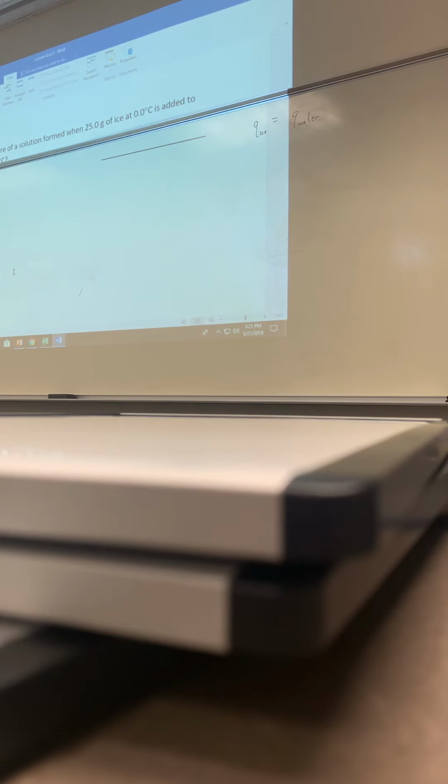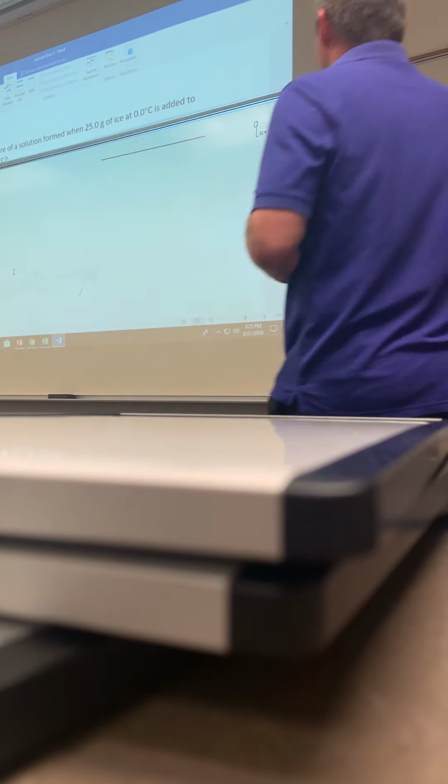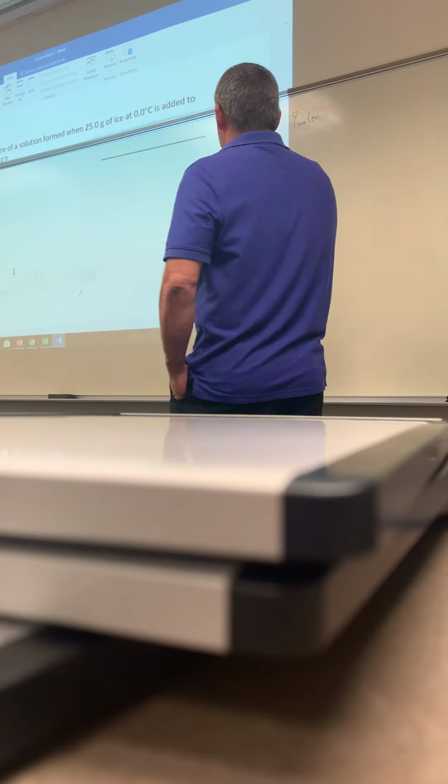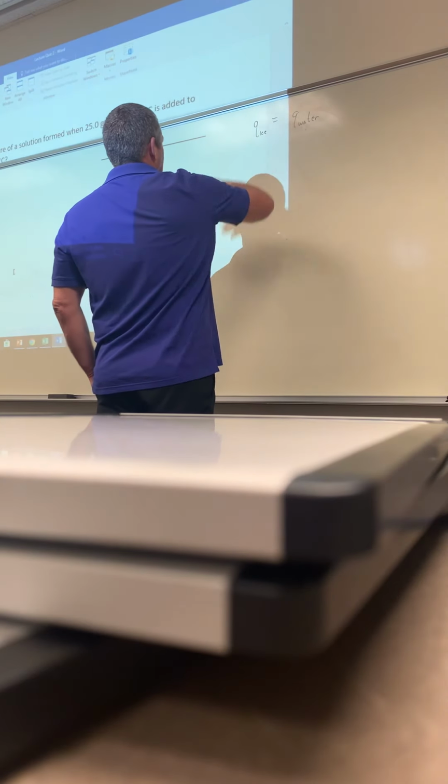I'm just waiting to get a consensus. The ice will melt, therefore the ice, the left side, is positive. It's taking energy in, right? The water side is losing energy, right? So it's negative. And these have to be equal and opposite. I'll put the negative sign where it's convenient.